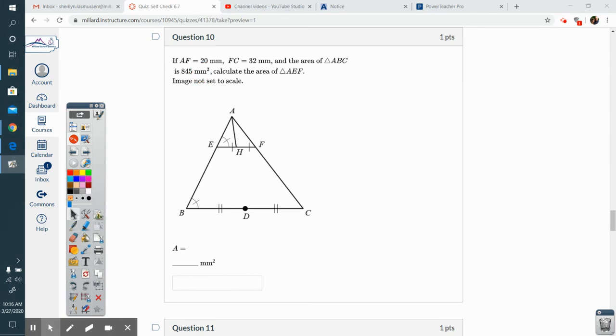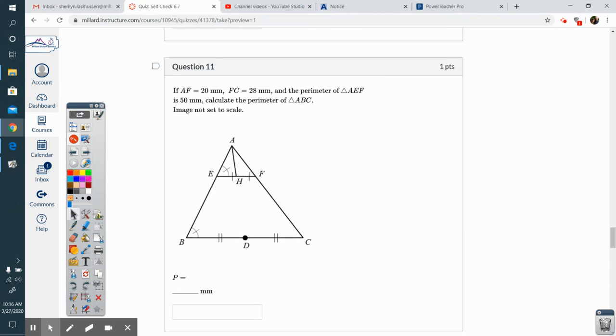All right, let's do another example. This is a perimeter one, so we don't have to square our side. We're just going to multiply it by your proportion or your ratio. So if AF is 20, FC right here is 28, and the perimeter of the small triangle is 50. The perimeter of the small, right here, is 50. We want to calculate the perimeter of the big. So keep in mind, it will go bigger.